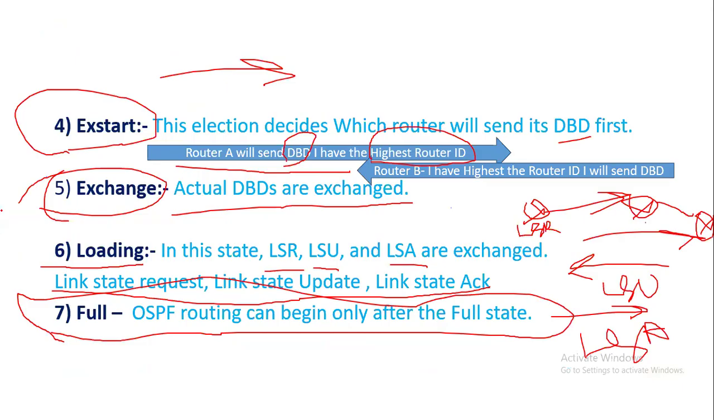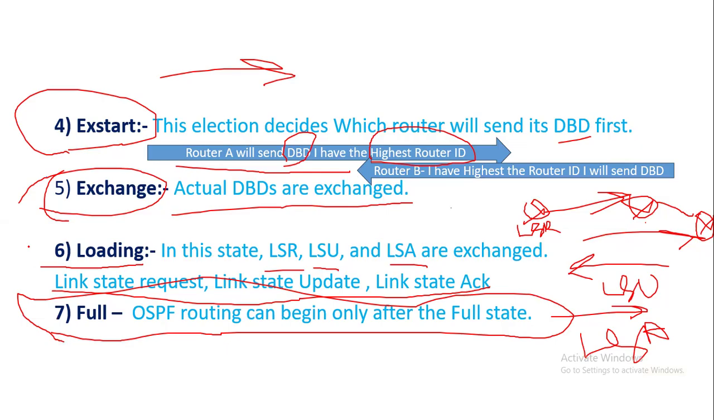And in the fifth stage, they will exchange the actual DBD. And in loading, if a new network is added, or if you want new information about the network, they will send a link state request. Then once router B replies to router A, okay, this is the full information of that particular network, then there will be an LSA, that is an acknowledgement. So the process happens within a millisecond, and the routes will be exchanged. And once these six stages are completed, then the full state is reached.